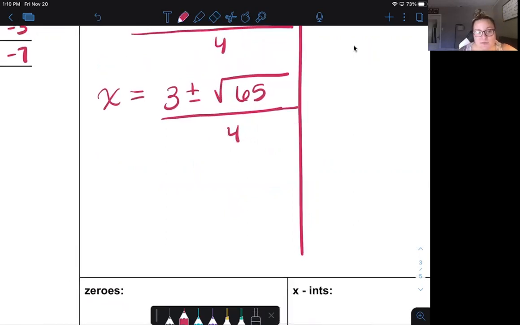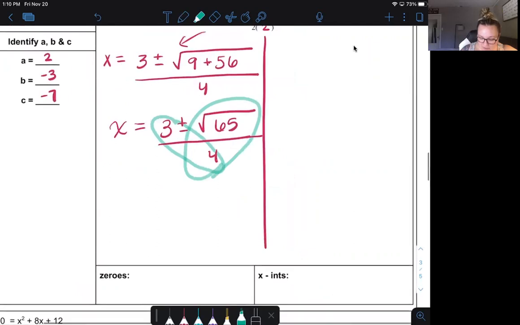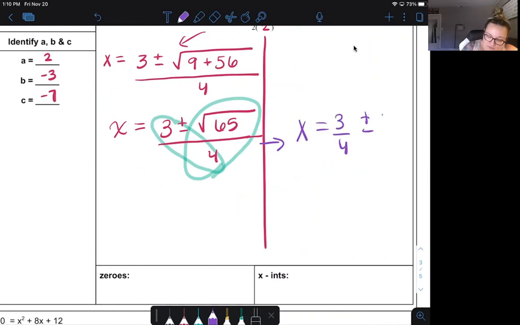Now we also know that we're done because 3 over 4 can't be simplified, and root 65 over 4 can't be simplified. Now, I just want to point out that you could rewrite this as x equals 3 over 4 plus or minus root 65 over 4 as well.